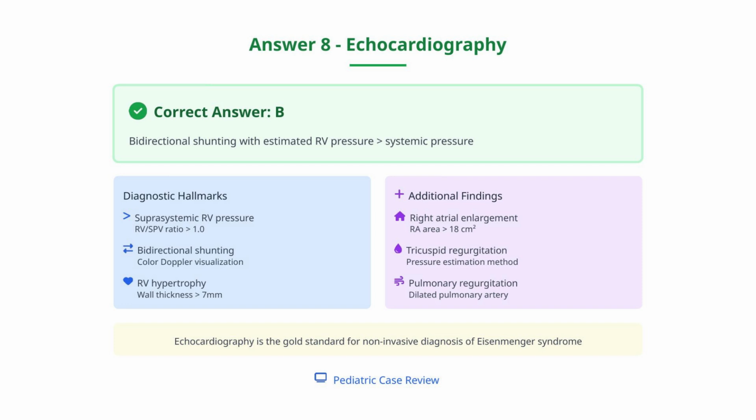Bidirectional shunting with right ventricular pressure exceeding systemic pressure is the diagnostic hallmark of Eisenmenger syndrome. Color Doppler typically shows bidirectional or predominantly right to left shunting across the defect. Additional echocardiographic findings include right ventricular hypertrophy, right atrial enlargement, and often tricuspid and pulmonary regurgitation. The severity of tricuspid regurgitation allows estimation of right ventricular pressure, confirming pulmonary hypertension. Echocardiography also identifies the underlying congenital defect, whether ventricular septal defect, atrial septal defect, or patent ductus arteriosus.